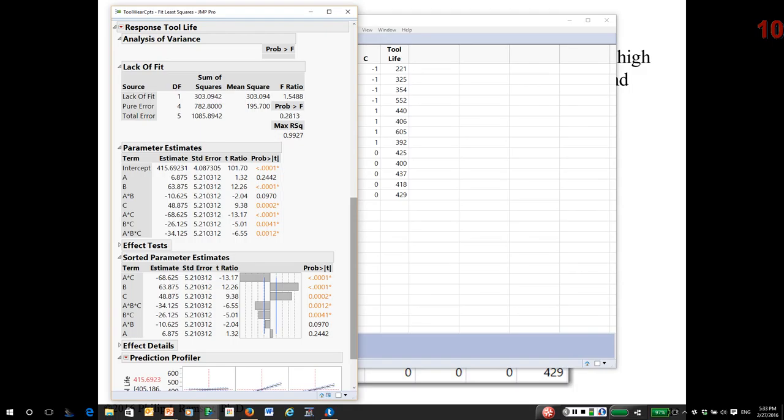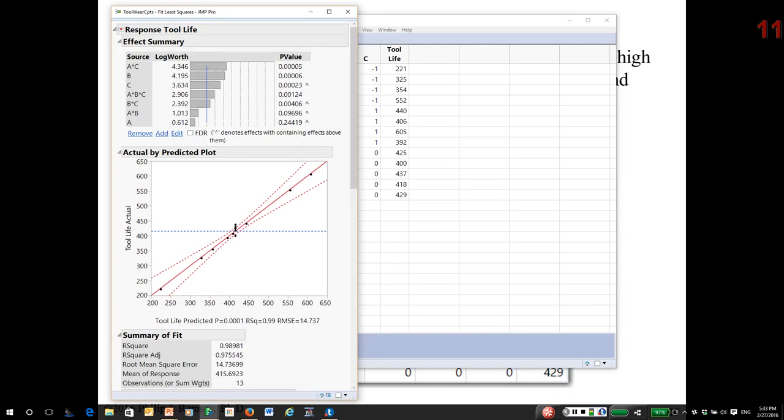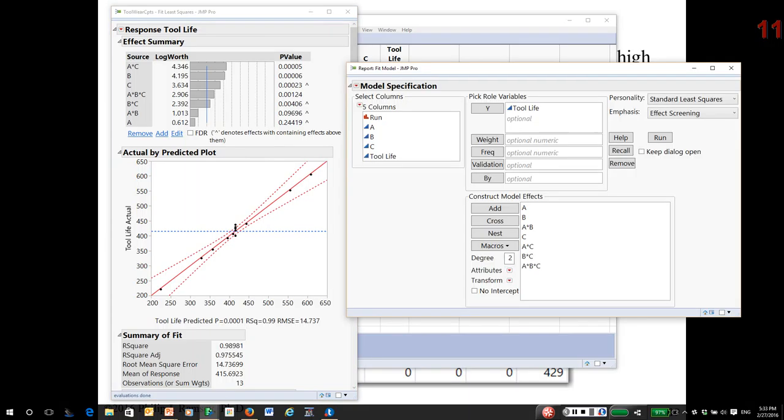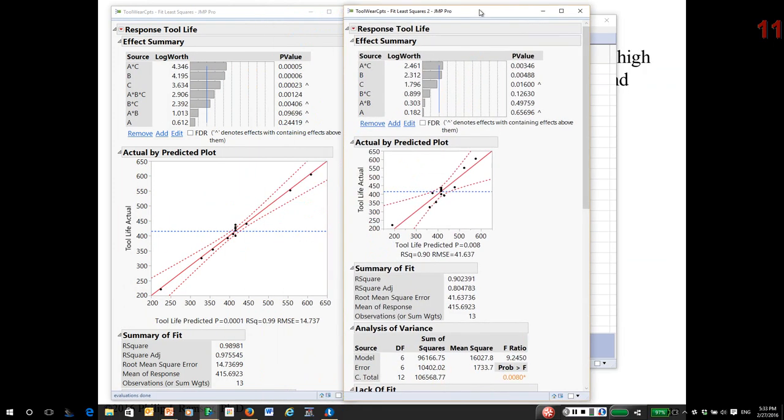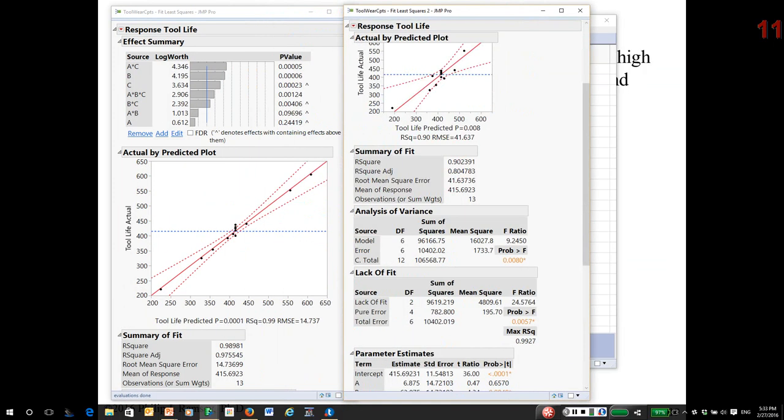We can test for lack of interactions. Notice in our model, there's a three-way interaction, and it looks to be significant. And by the way, in machining operations, three-way interactions tend to occur quite frequently. They're very dynamic processes. So for illustration, I'm going to go back to the model dialog window, and I'm going to remove the three-way interaction.